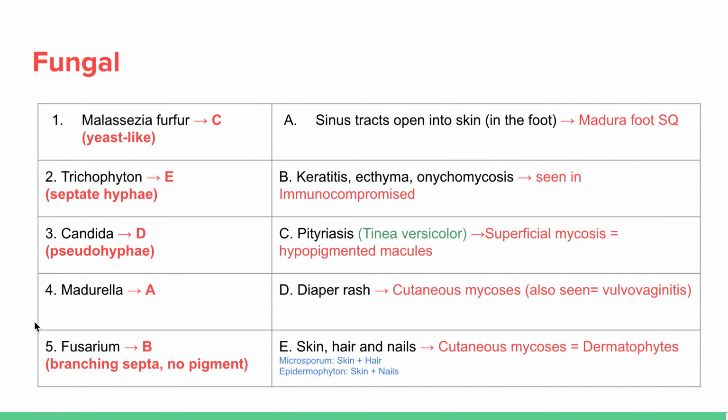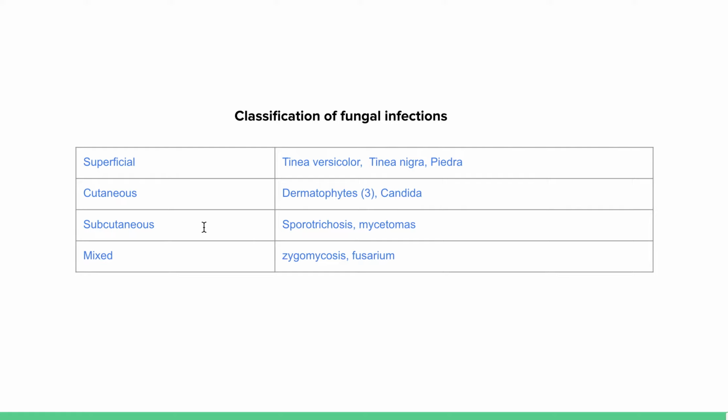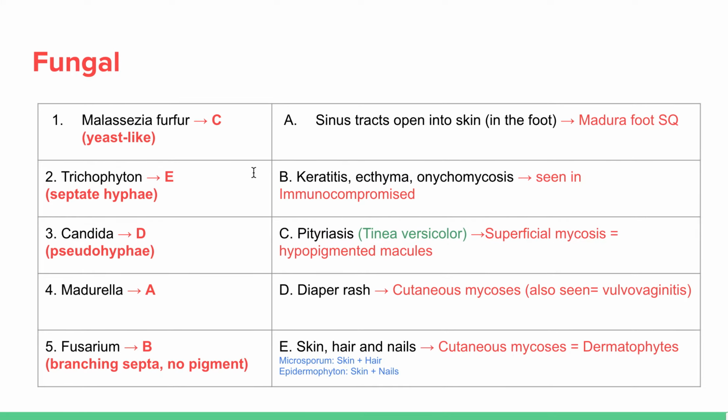Number 4 is Madurella. This is actually your subcutaneous mycetomas. And what you see with this is Madura foot. It's a subcutaneous infection where we see sinus tracts open into the skin of the foot. And number 5 is your Fusarium. It has some branching septae but no pigment. And we see this usually in immunocompromised patients. And what we end up seeing is some keratitis, eczema, and onychomycosis.